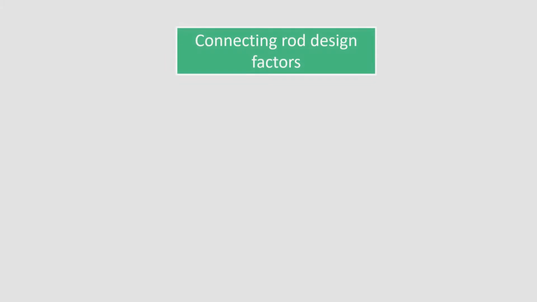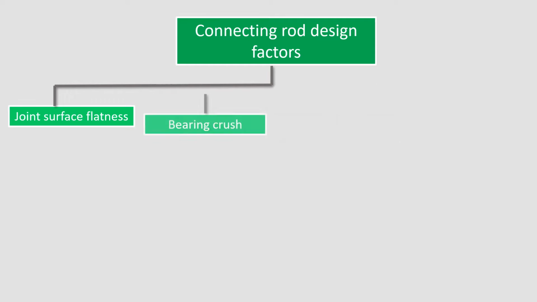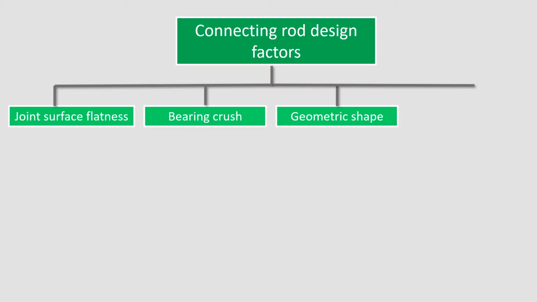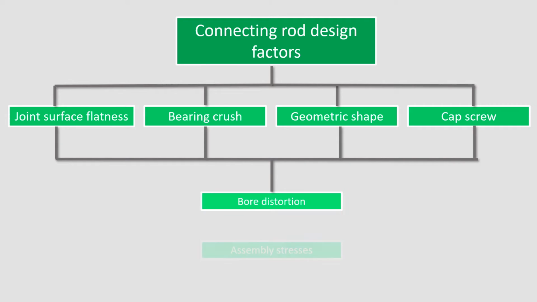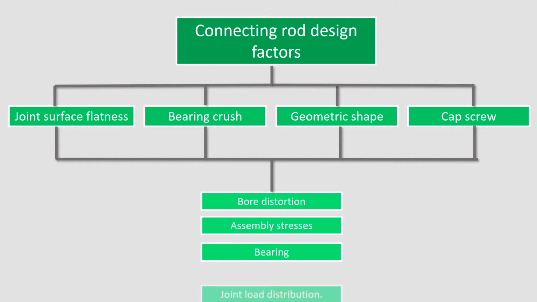Also, to manufacture a connecting rod, we need to take into consideration some design requirements, such as the joint surface flatness, bearing crush, geometric shape, and cap screw torque, which can significantly affect bore distortion, assembly stresses, and bearing and joint load distribution. Similarly, it's important to highlight the methods for the production of these pieces, and after doing research, we found some methods to make a connecting rod.